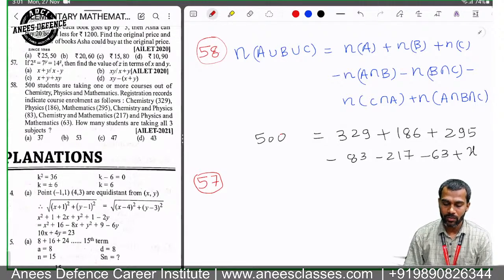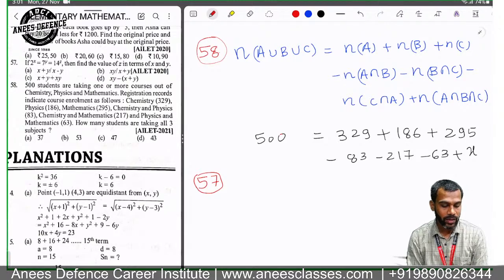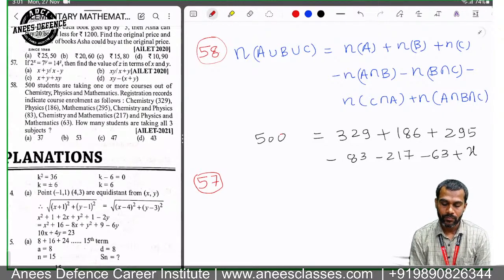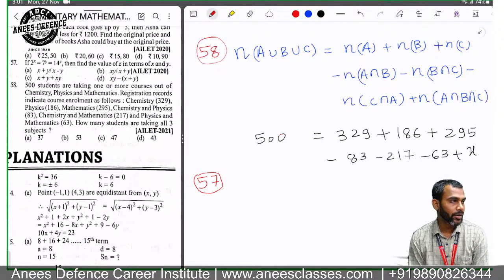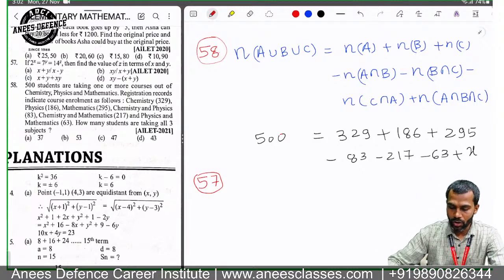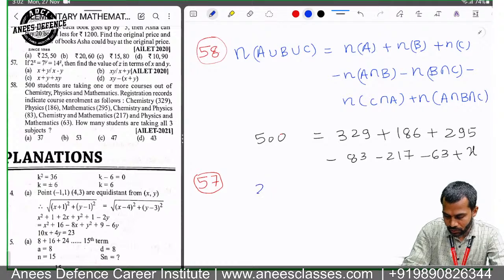If a raised to x is equal to b raised to y is equal to c raised to z, then 2 raised to x is equal to 7 raised to y is equal to 14 raised to z is equal to k. And you'll get three separate equations. And then we need to take log on both sides. Yes, online students, are you getting it or not? Very easy. So we have got 2 raised to x is equal to 7 raised to y.